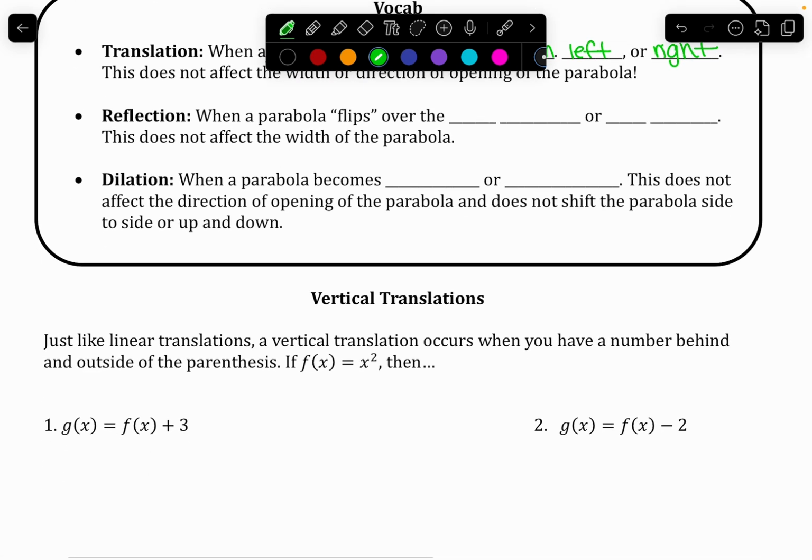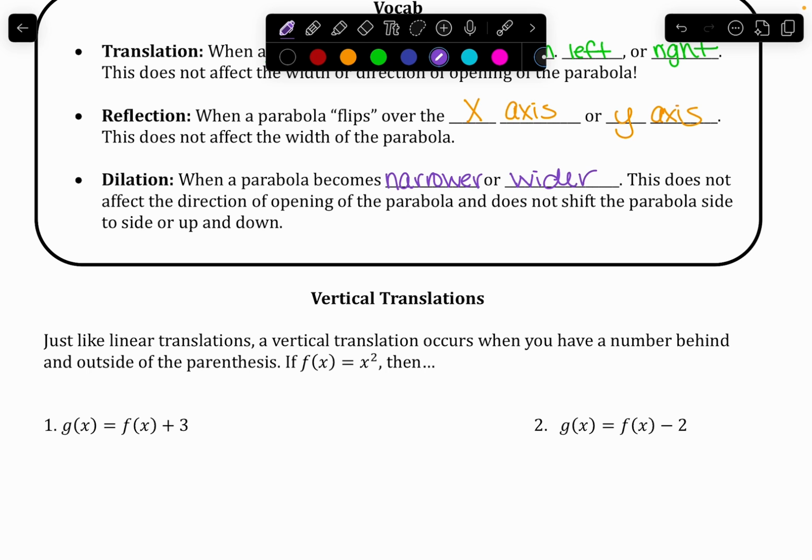A reflection is when your parabola will flip over the x-axis or the y-axis. This does not affect the width of the parabola, it just affects the direction of opening. And then a dilation is when your parabola becomes either narrower or wider. This may also be a vertical or horizontal stretch or compression.